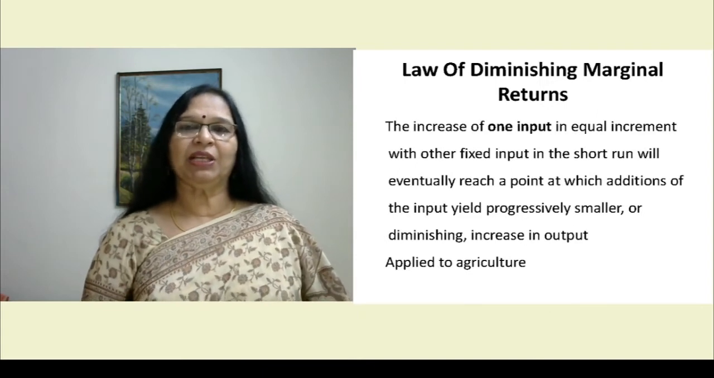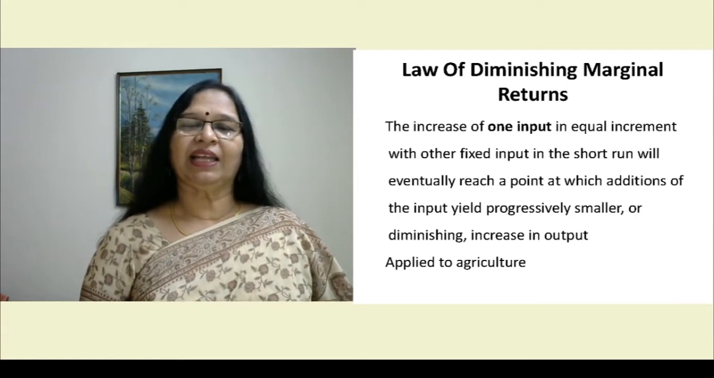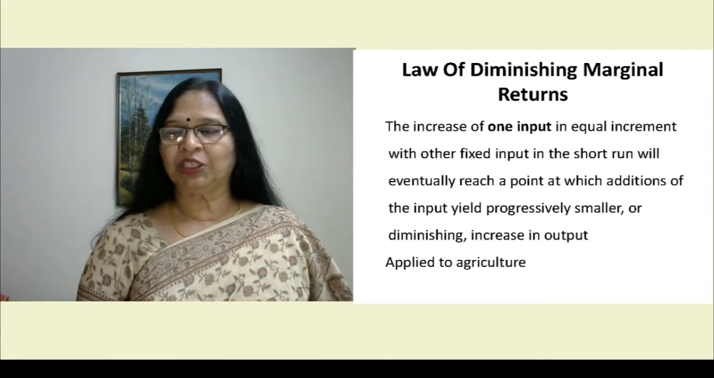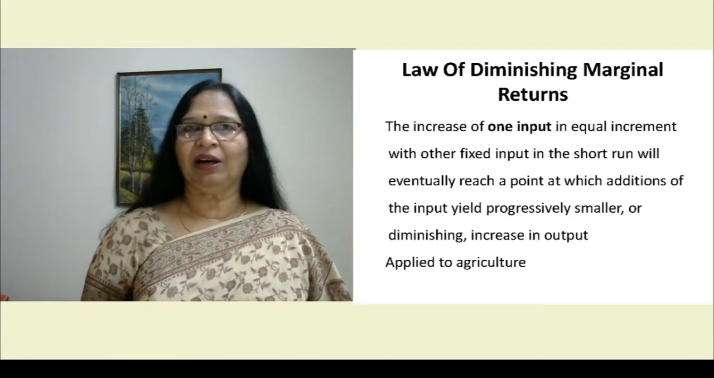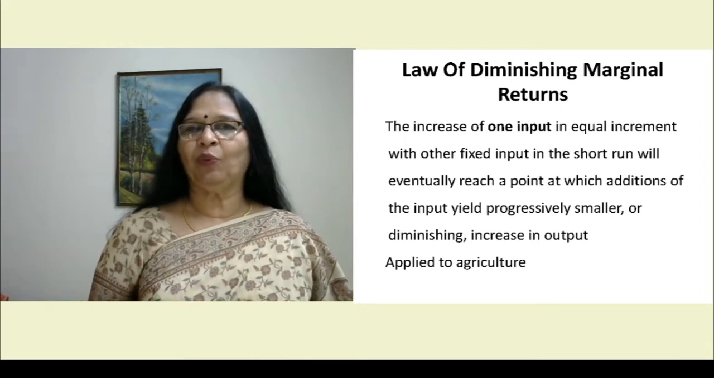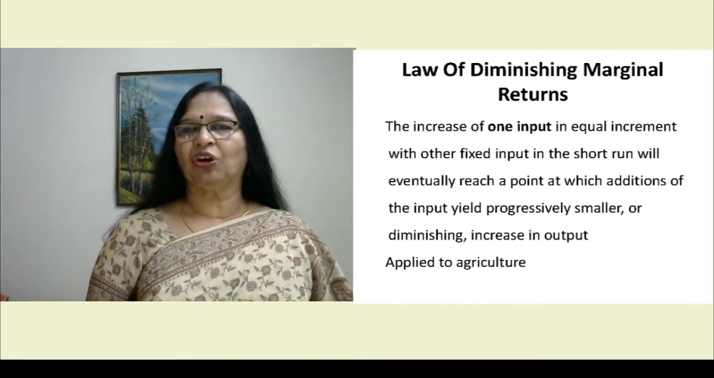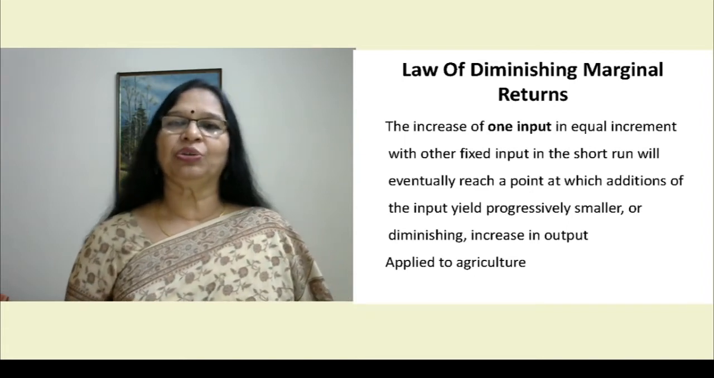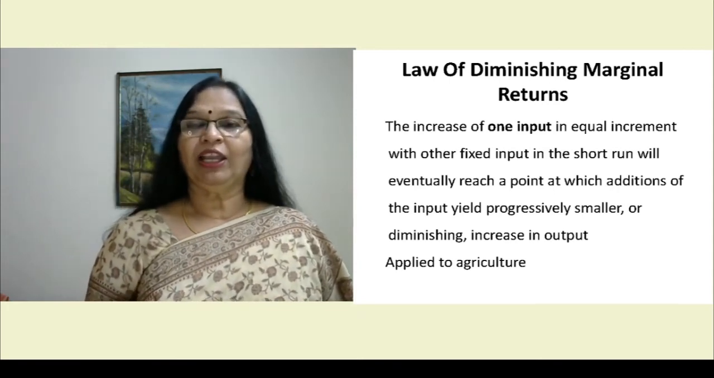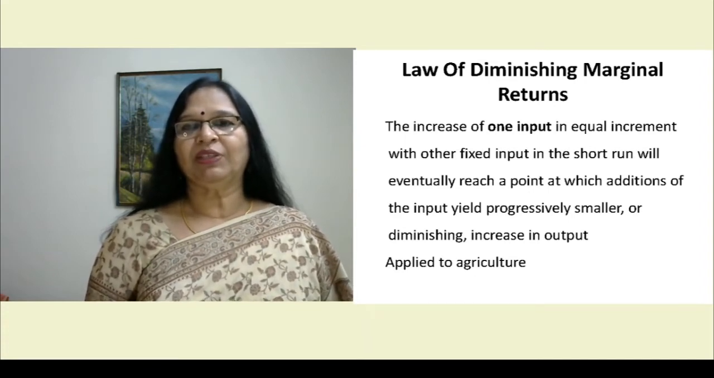Now let me look at the law of diminishing marginal returns. The idea is that the increase of any one input. There are several inputs that are used in production, but this theory relates to only one input. So if we increase any one input by an equal increment, with another input fixed in the short run, we will eventually reach a point at which additions of the input yield progressively smaller, diminishing increases in output.